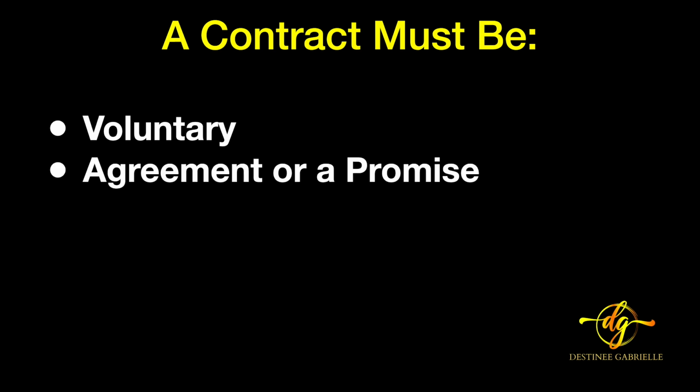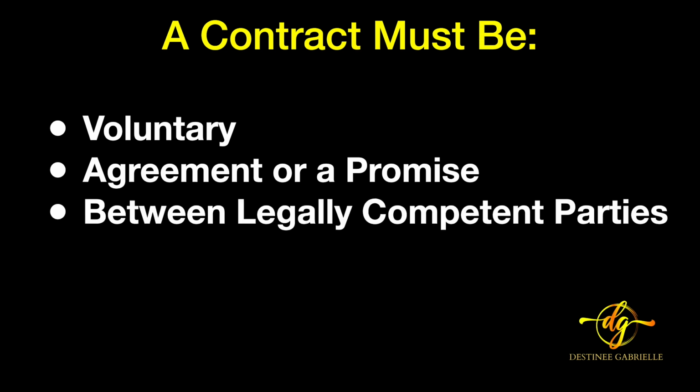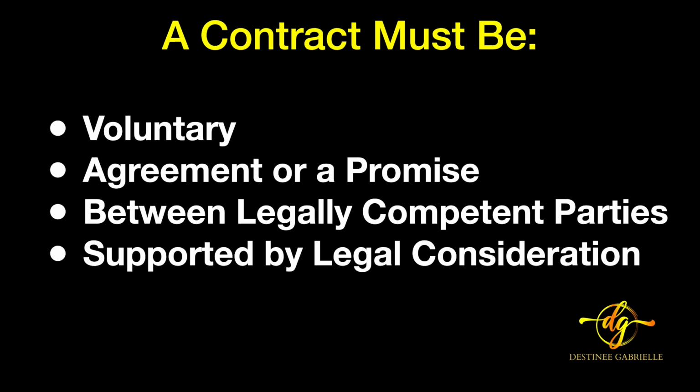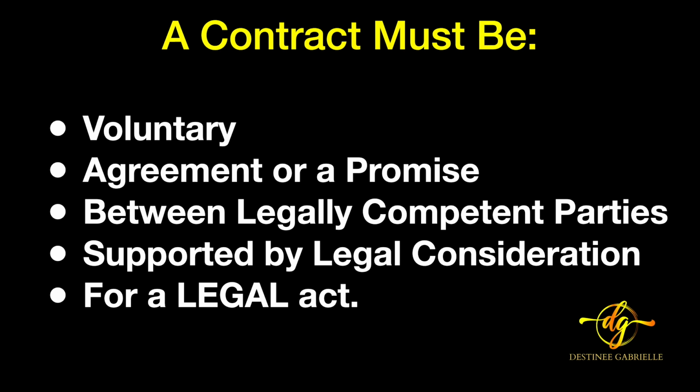So let's talk about the most important, absolutely necessary pieces of a contract. A contract must be voluntary. It can't be under duress. Can't force somebody, hold a gun to their head and make them sign a contract. That is not legal. It needs to be an agreement or a promise. It has to be between legally competent parties. Has to be supported by legal consideration, and it has to be for a legal act. So you can't have a contract and take somebody to court for not performing on an illegal contract, meaning selling drugs or things like that.